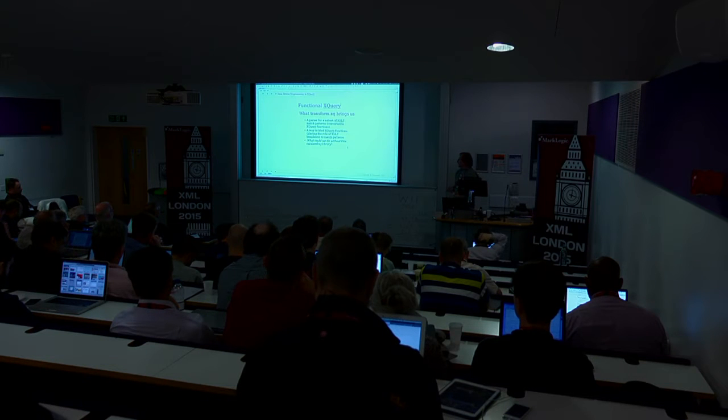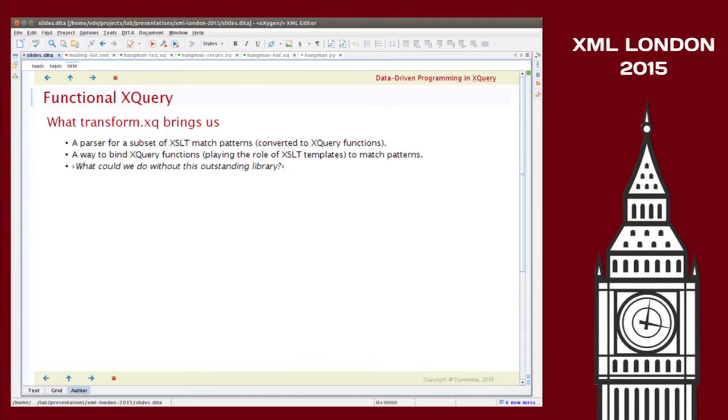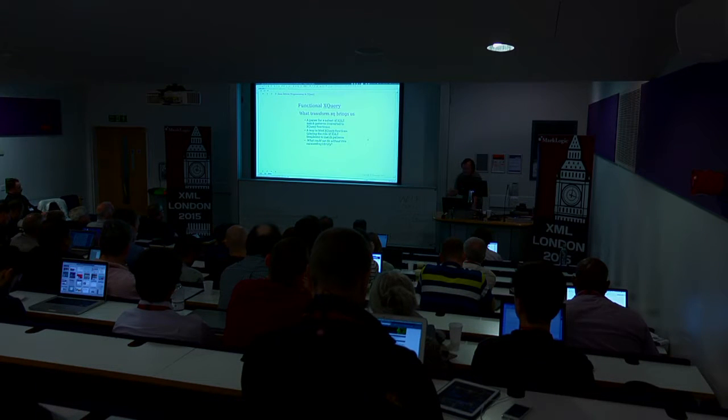Now, what does transform.xq bring us? It gives us a parser for a subset of XSLT match patterns, which is a convenience to write an expression, a test for binding a function to a node in the document. And it gives us a way to define an XQuery function, which plays the role of XSLT templates to match a pattern. But transform.xq, on the other hand, is a very complex library. So I also wanted to try to see what we can do without transform.xq.